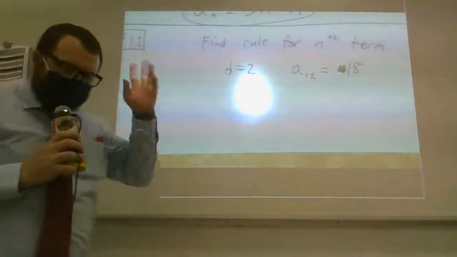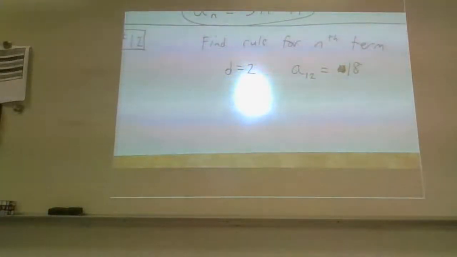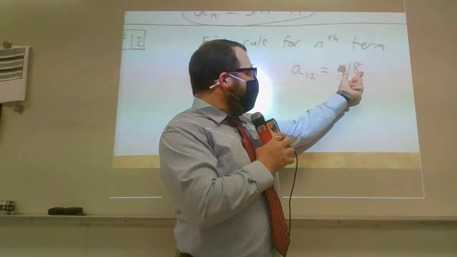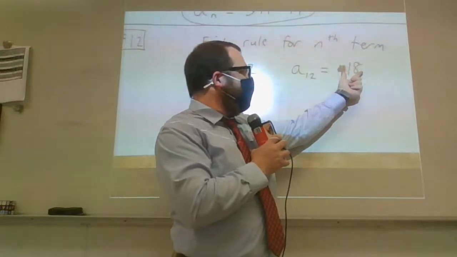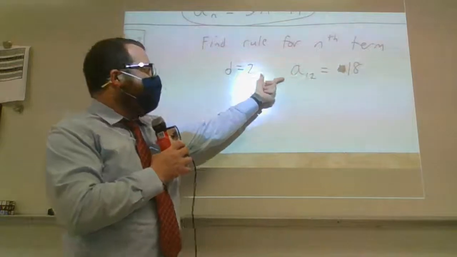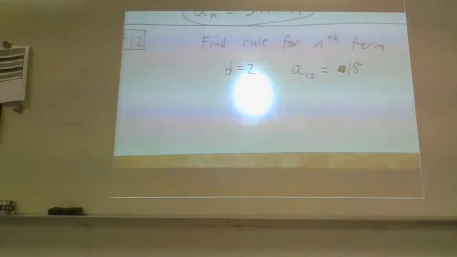The common difference is 2, meaning that they would add 2, add 2, add 2, add 2, add 2 every time. And if the 12th term is 18, Mr. Markey, couldn't I logically just subtract 2, subtract 2, subtract 2 until I got back to the first term? Yes, you can. You absolutely can. That's one strategy, and yes, it will absolutely work.